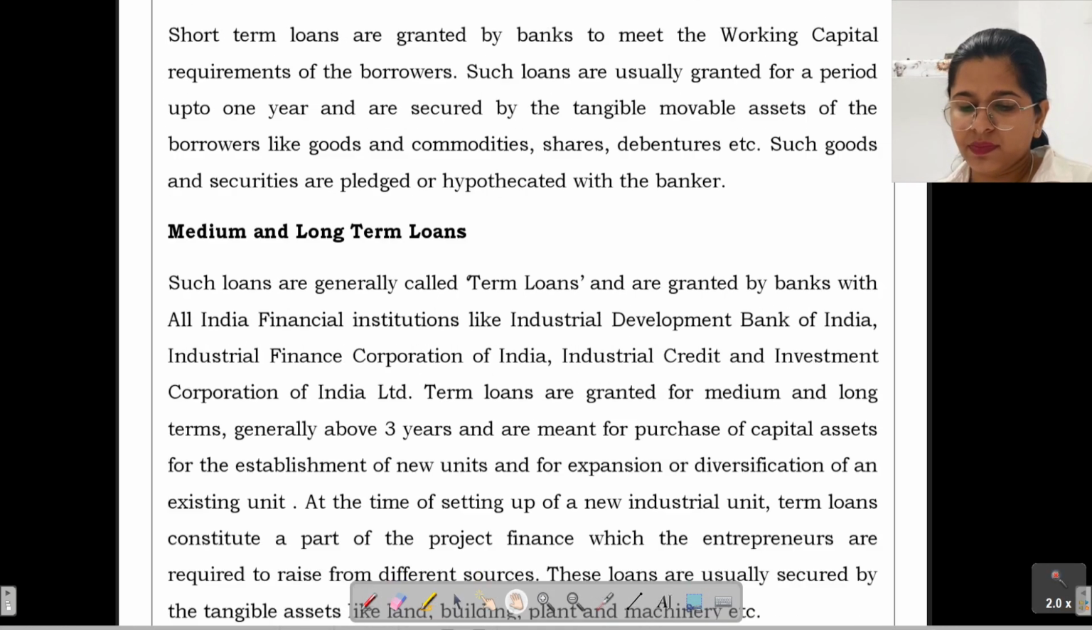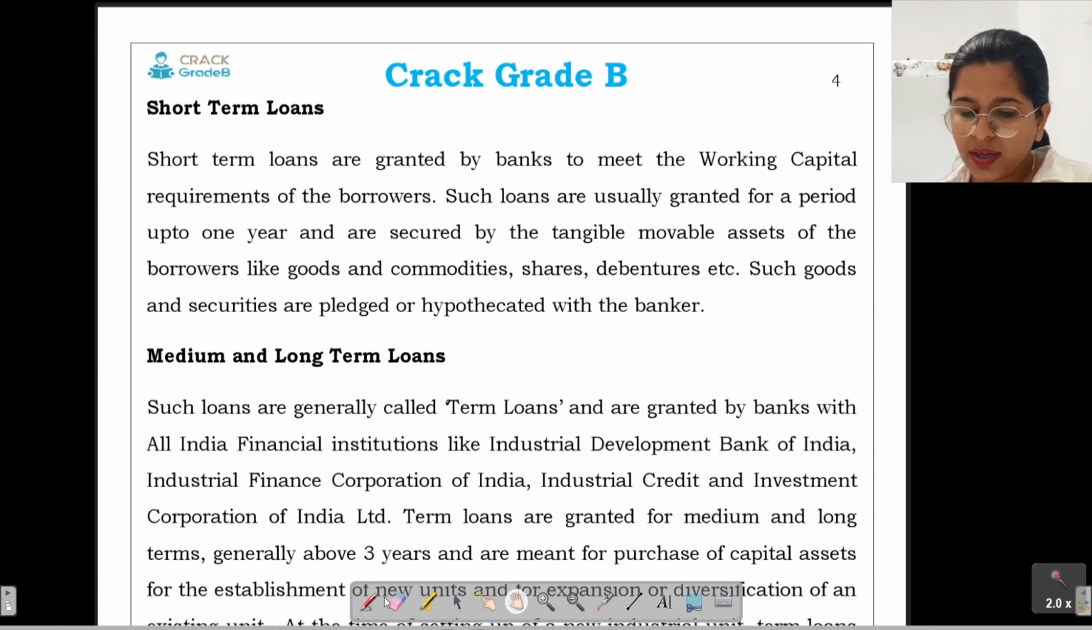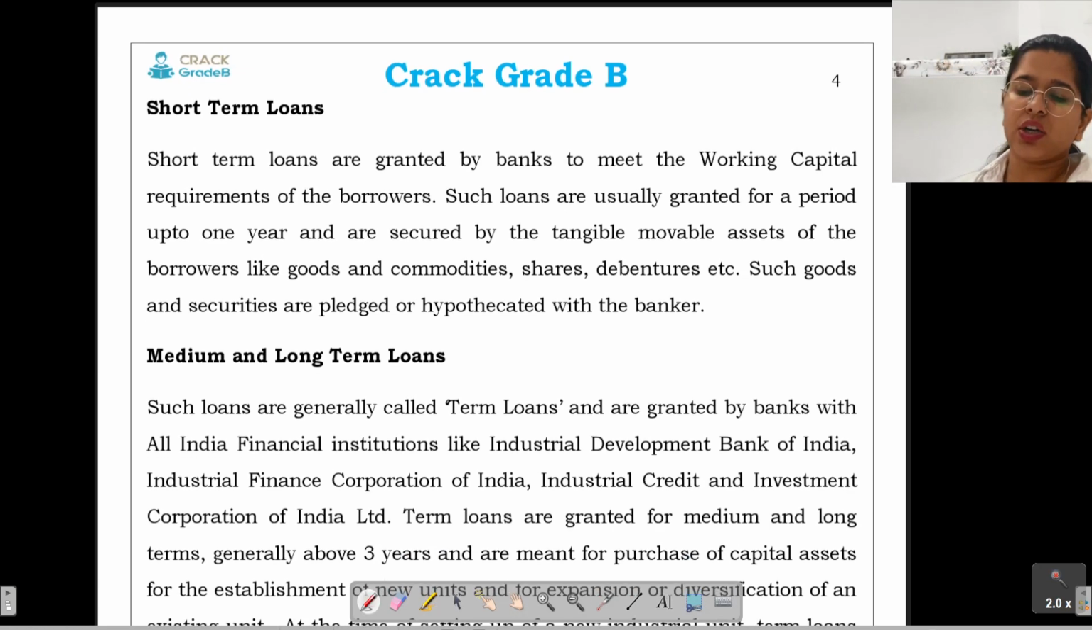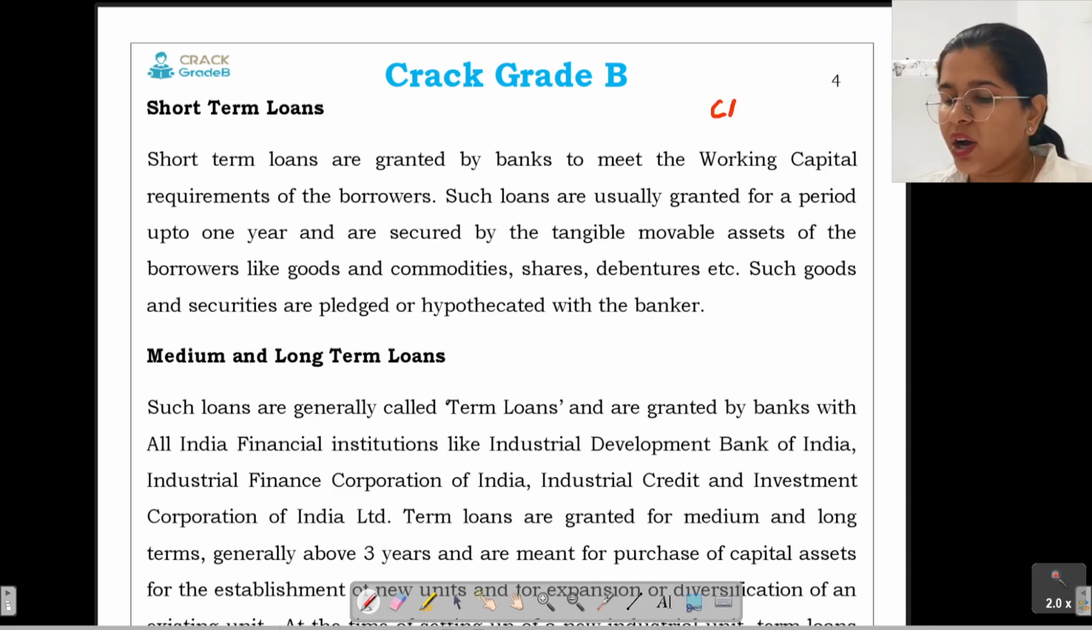Now, short-term loans we understand, right? So short-term loans, these are granted by the banks to meet the working capital requirement. Now, what is working capital? Working capital is your current assets less current liabilities.